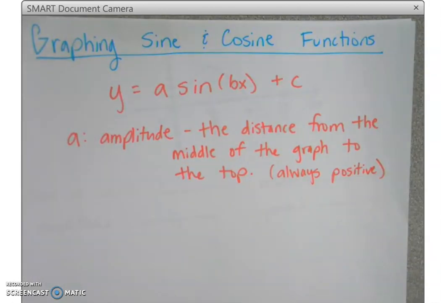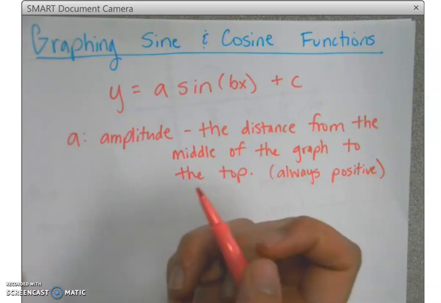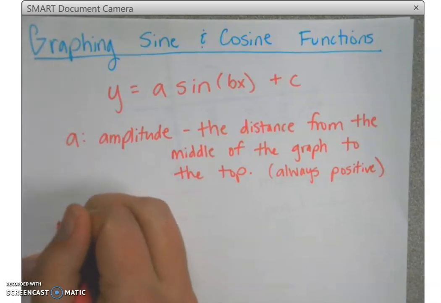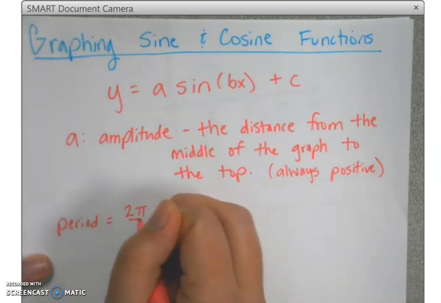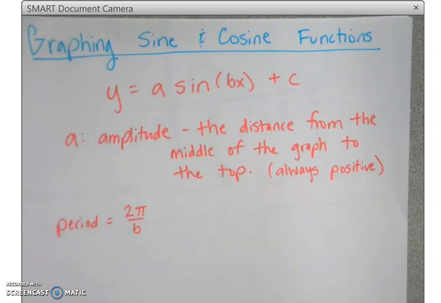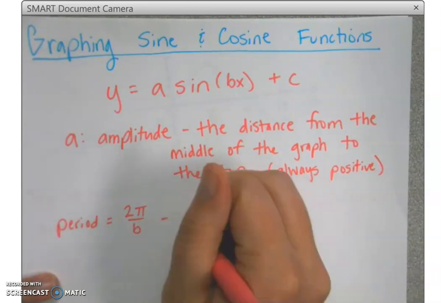The next letter is B, but B doesn't actually have anything directly. It's part of a formula. So period, which equals 2 pi over b. So here's where b comes into play. This is one rotation of the curve.